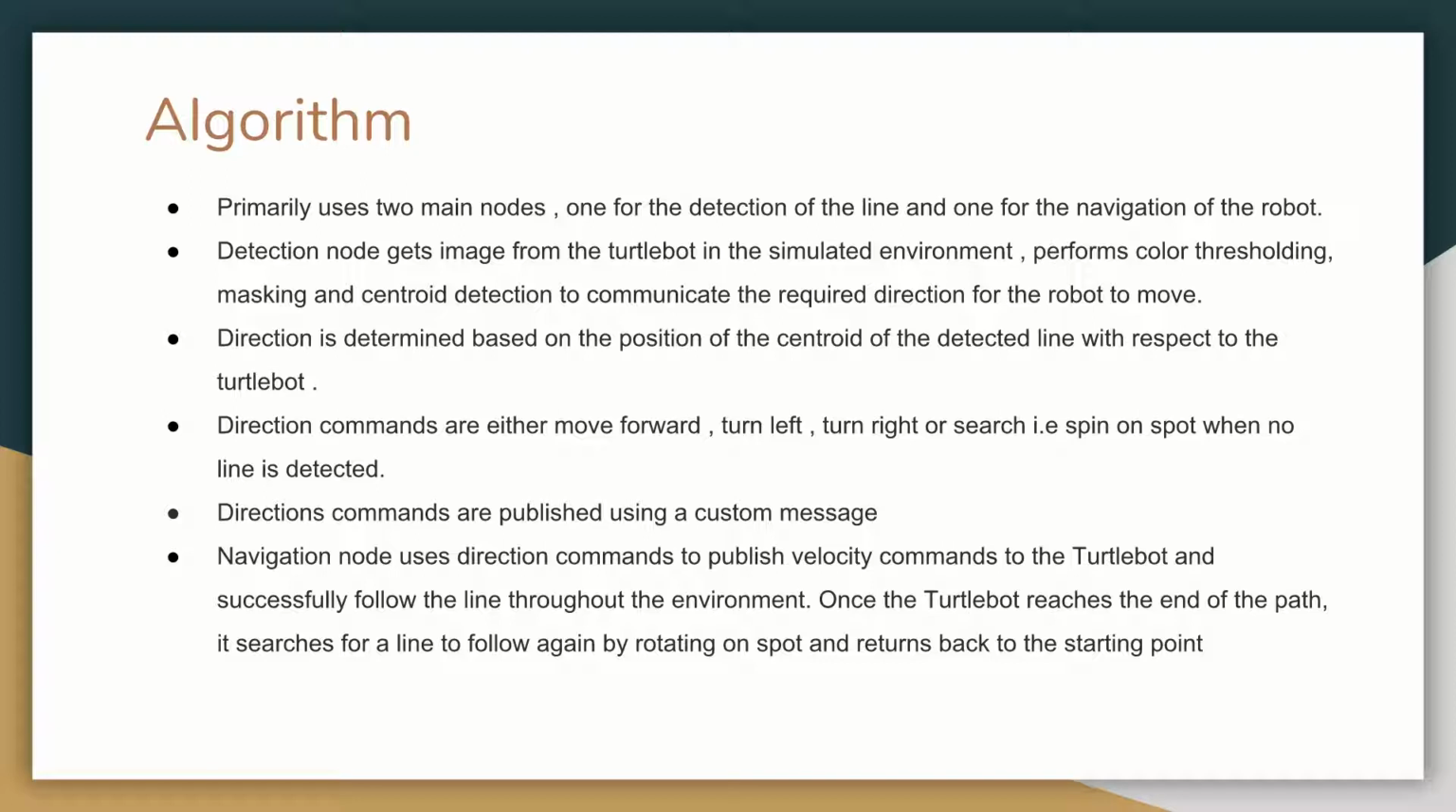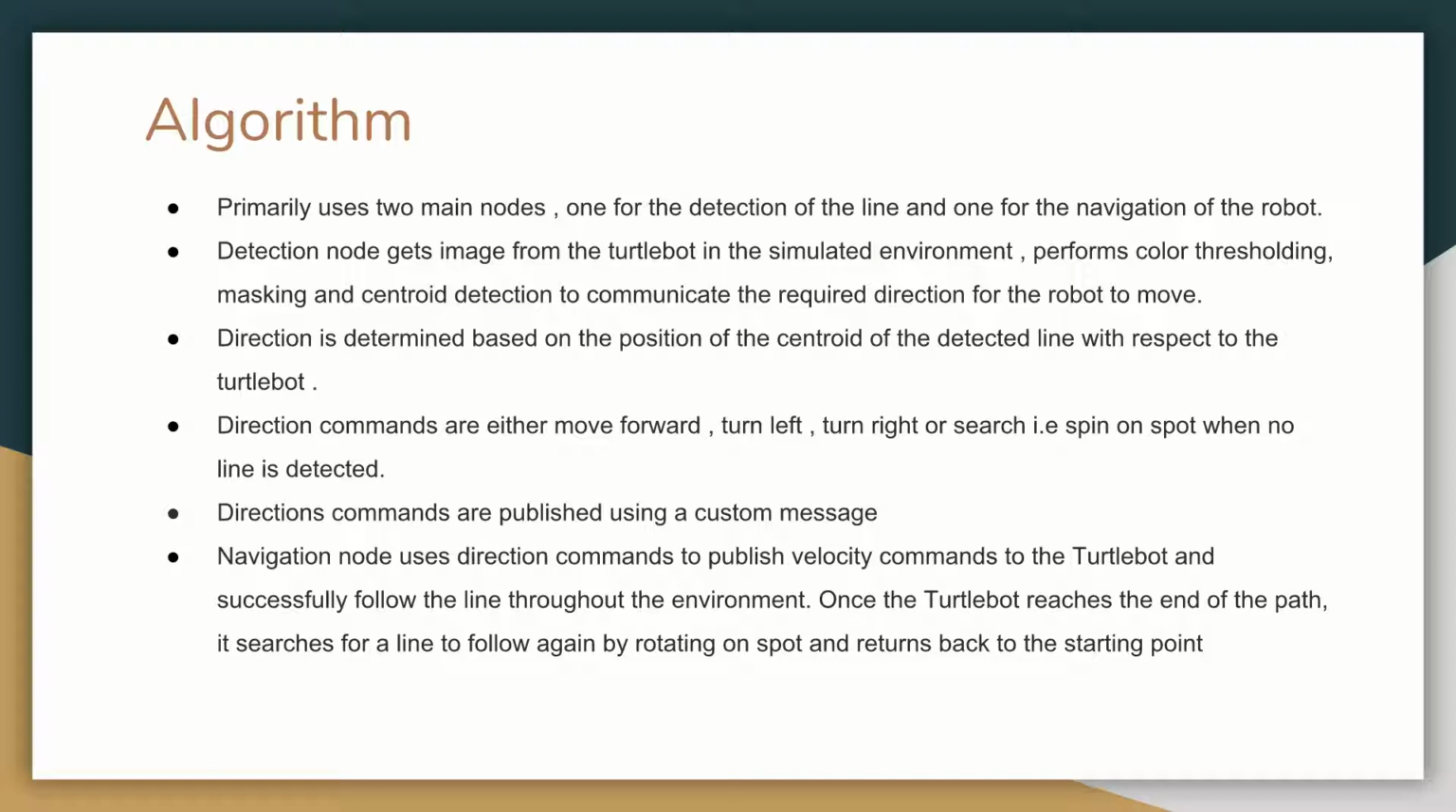Once this line has been identified, the image is then masked, and then the centroid of the line is found, which, with respect to the position of the robot, allows us to determine which direction the robot needs to move in. This direction can either be forward, left, right, or a search, which is basically just spinning about the angular z on the spot till a line is detected for the robot to follow.